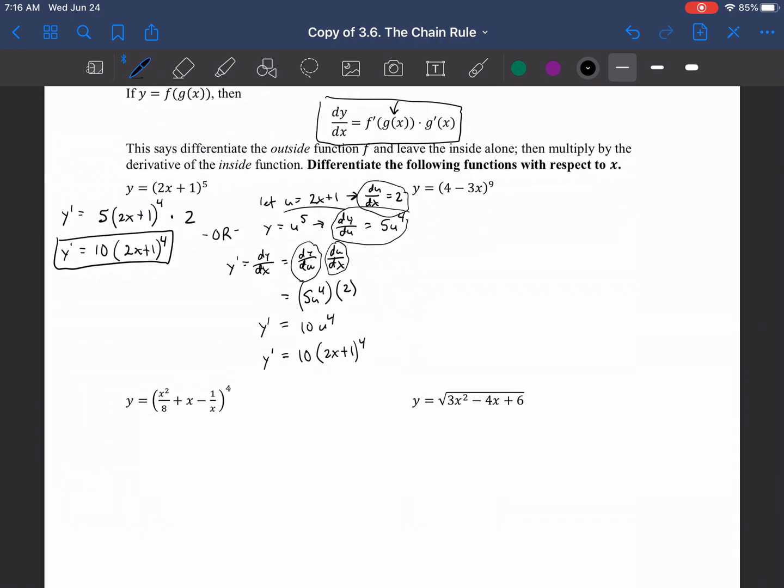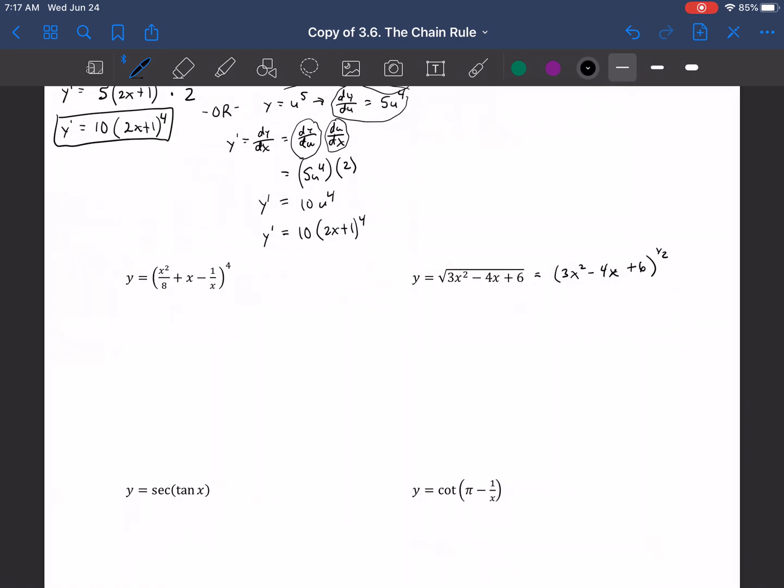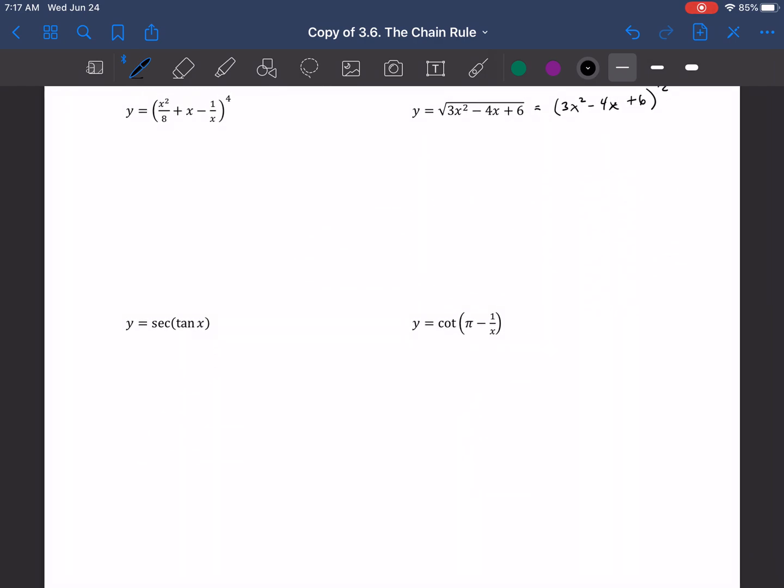Keep in mind, right here, I'll give you a little hint. This is 3x squared minus 4x plus 6 to the 1/2. Don't forget that that's a 1/2. And I'm going to go down here and try doing one of the trigonometric ones for you.